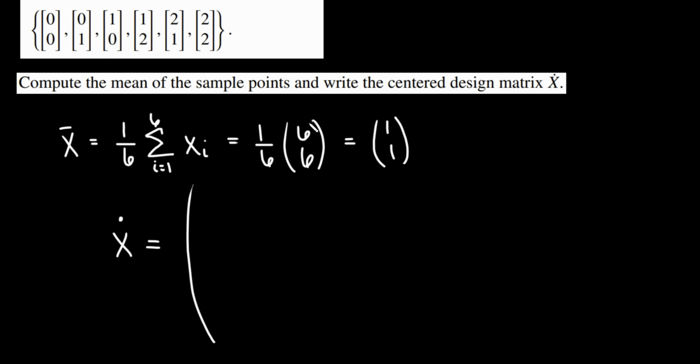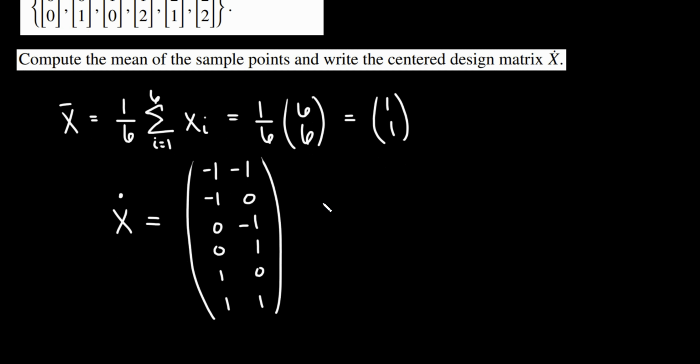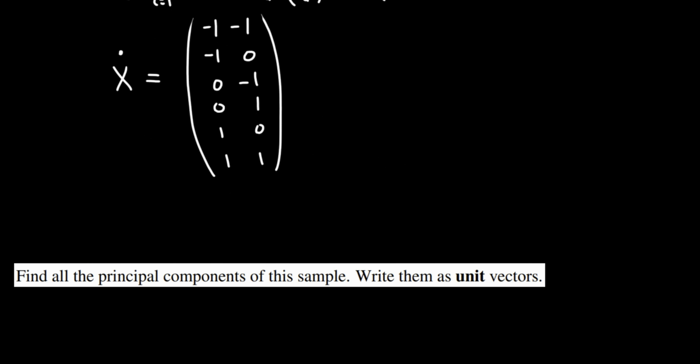So we want to subtract the mean from each data point. So we have 0, 0. If we subtract the mean, we're going to get negative 1, negative 1. For the next point, we'll get negative 1, 0, and then we'll get 0, negative 1 for x3. Then we'll get 0, 1 for x4. We will get 1, 0 for x5, and then 1, 1 for x6. Okay, so there's our centered design matrix. Let's move to the next part of the problem.